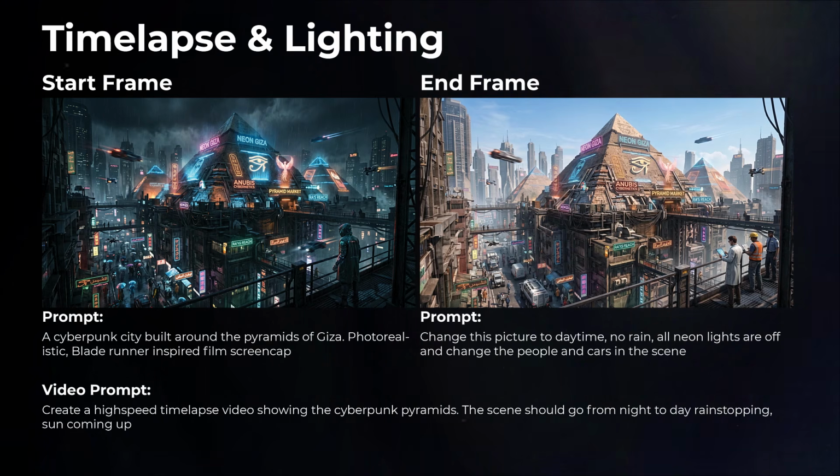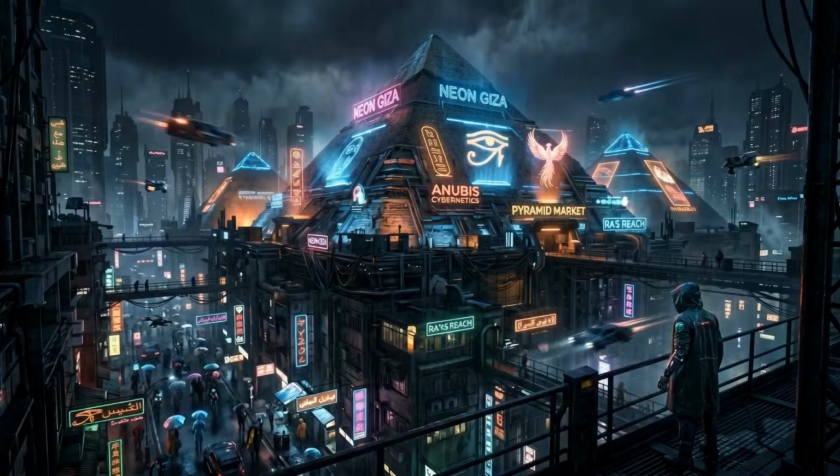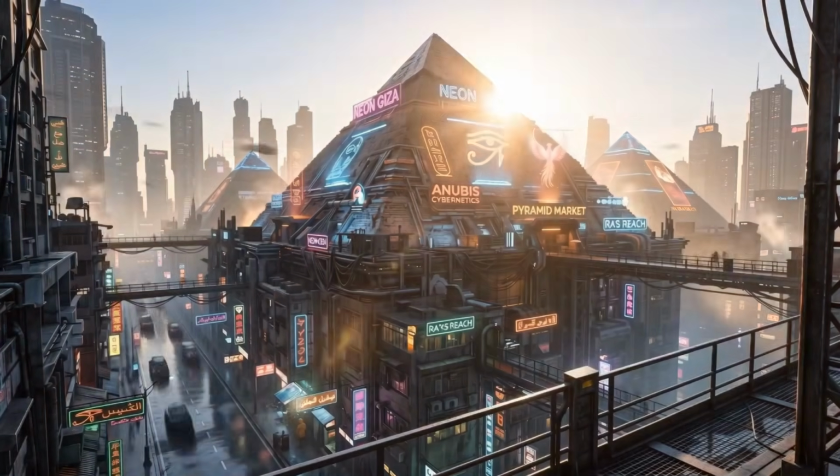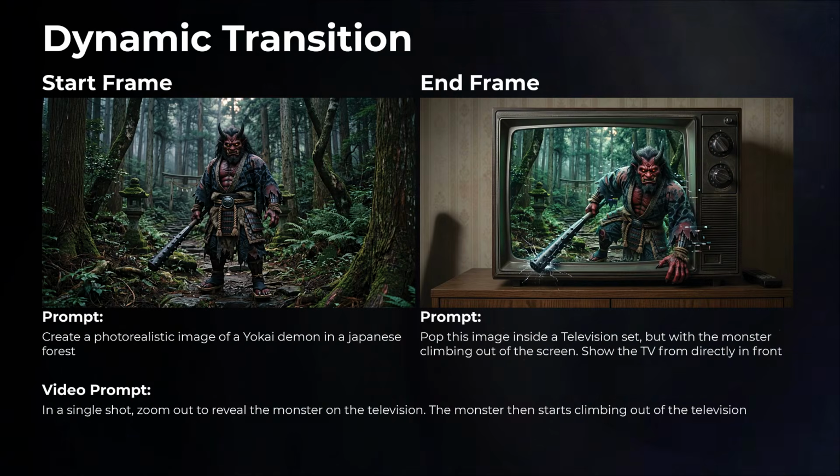But in the video prompt, I mentioned to create a high-speed time-lapse video showing the scene, and then I simply describe the scene should go from night to day, the rain stopping and the sun coming up. And we get this cool time-lapse video. But your imagination is really the limit here. I've also worked with some dynamic transitions.